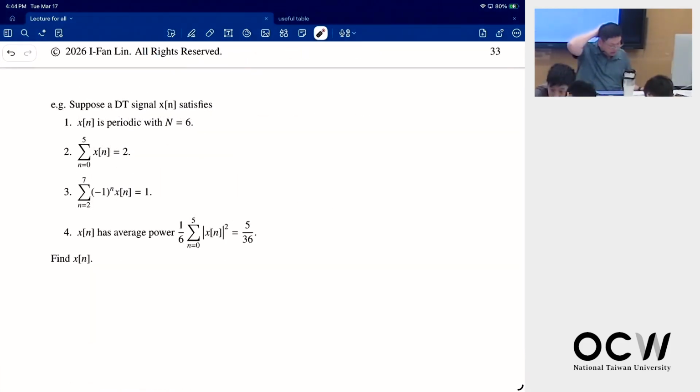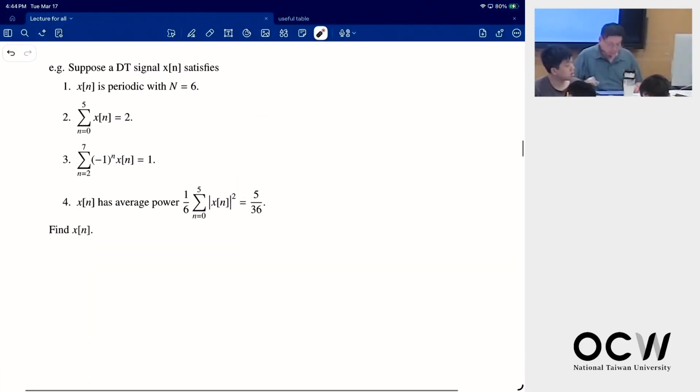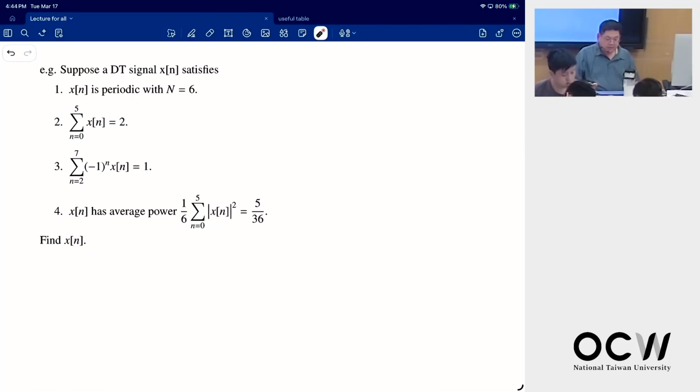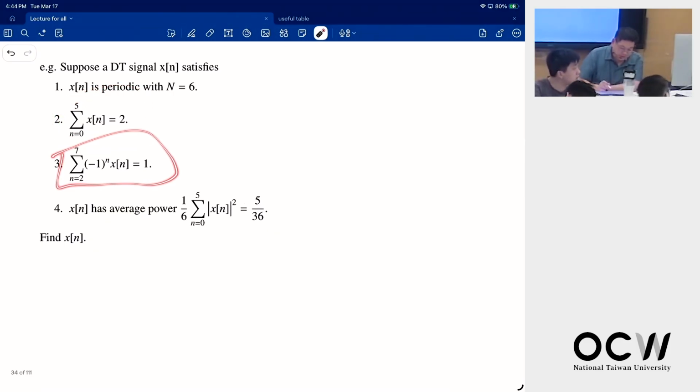Alright, let's quickly see this example. I have a discrete time signal, x. It has to satisfy the following things. x is periodic, and the fundamental period is 6. And for this summation, that should be 2. This summation is 2. And also this equation. And x has the average power. Then we need to find x.